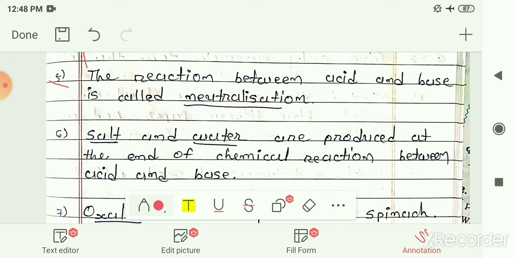Neutralization. Next, sixth number, blank and blank are produced at the end of the chemical reaction between acid and base. So at the end of the neutralization reaction between the acid and base, salt and water are produced. So here your answer is salt and water.